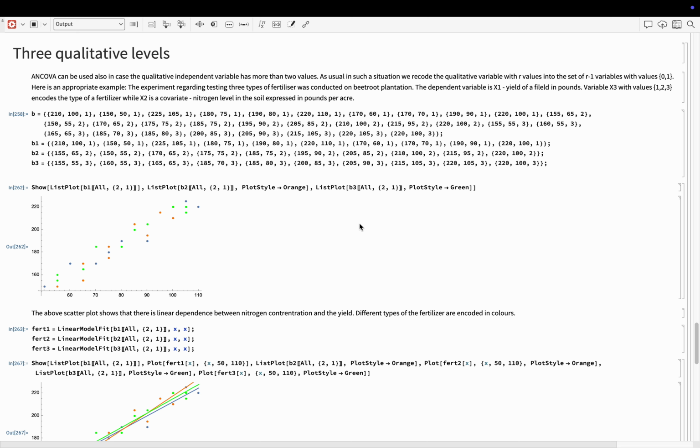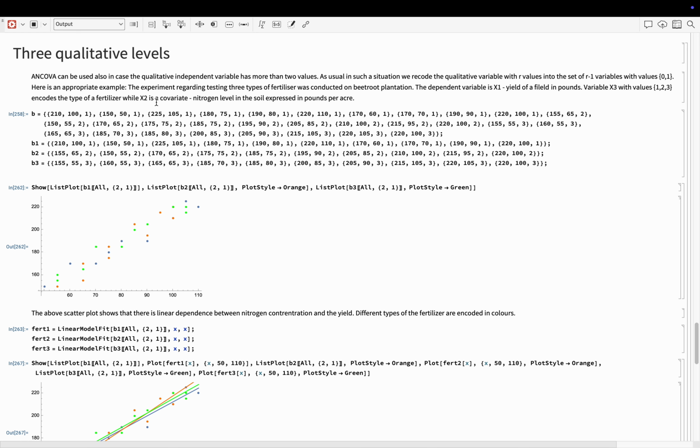Now we will be discussing another example of Ancova analysis. This time our experimental variable has 3 qualitative levels. So we change the experiment.